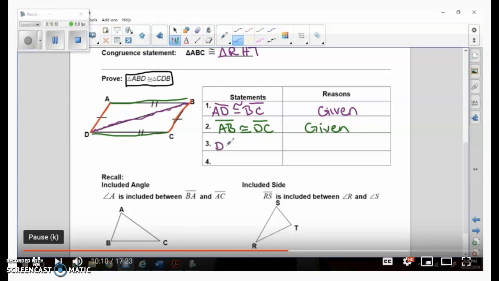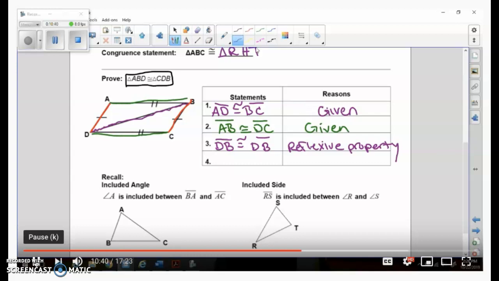Okay, so we say DB is congruent to itself. It's congruent to DB. And that is what we call the reflexive property. When something is congruent to itself, we call that reflexive. Imagine like reflection. When you're looking in a mirror, you're looking at yourself. So it's the same idea. That's where the word comes from.